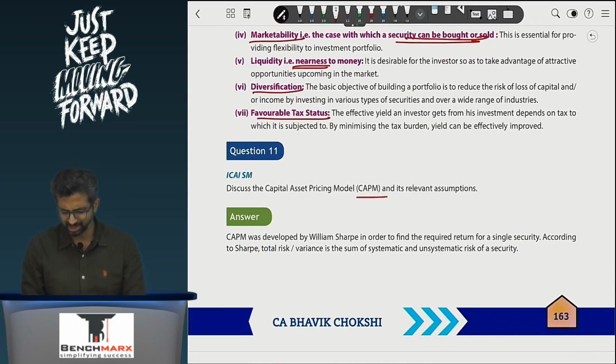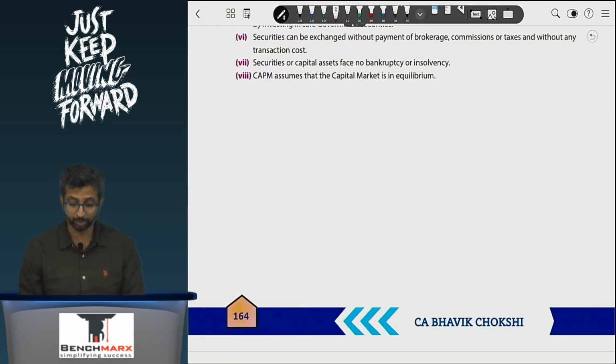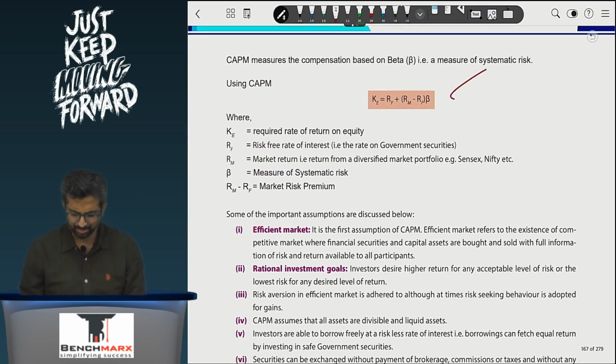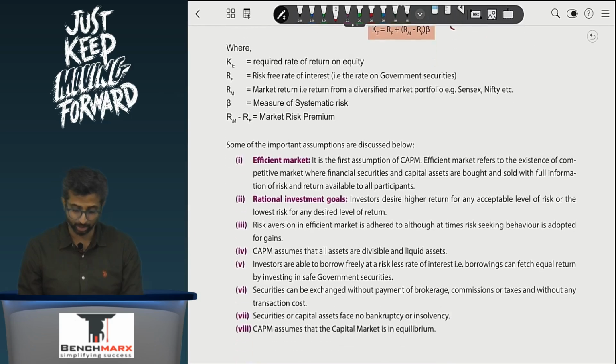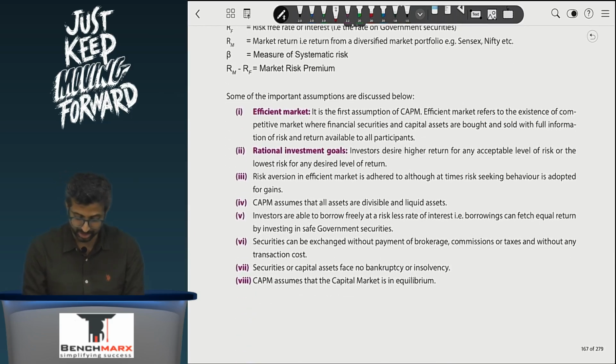Again, we have discussed CAPM, capital asset pricing model, in our core theory as well, and a few assumptions. So this is CAPM, RF plus RM minus RF into beta, and the assumptions we may not have discussed. As we said, William Sharpe expects the market to be efficient, rational investment goals, risk aversion, investors are risk averse, all assets are divisible, investors can borrow.